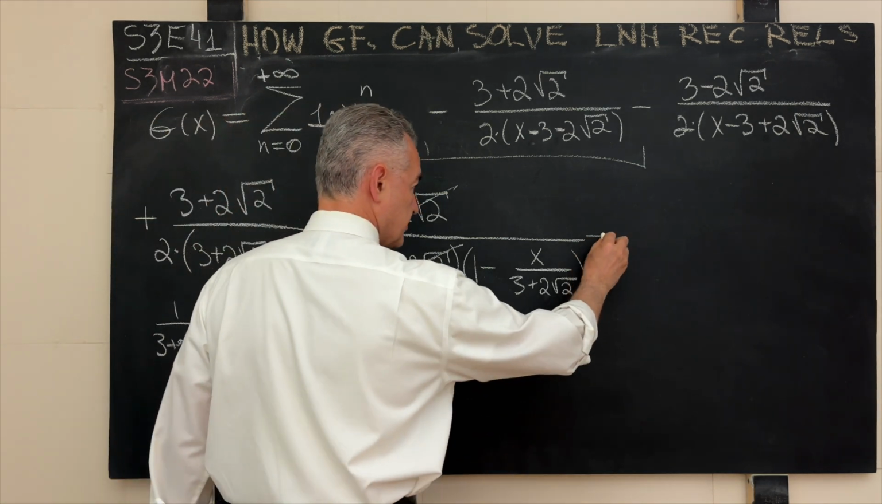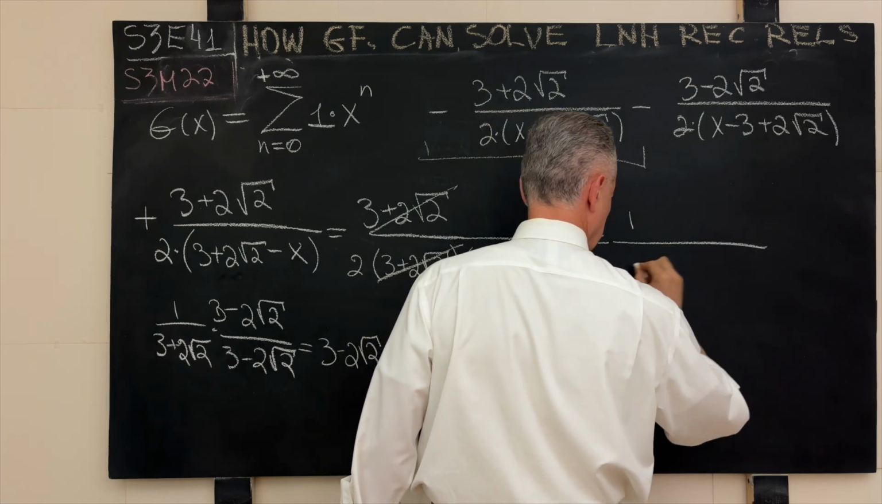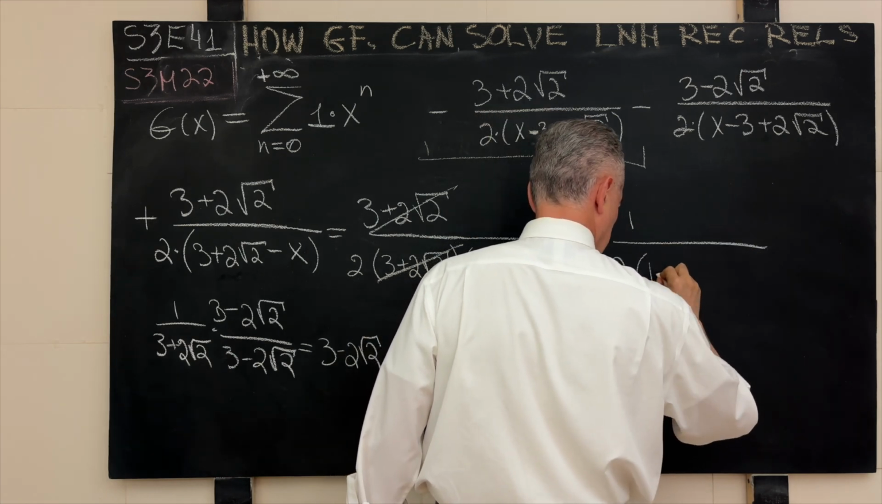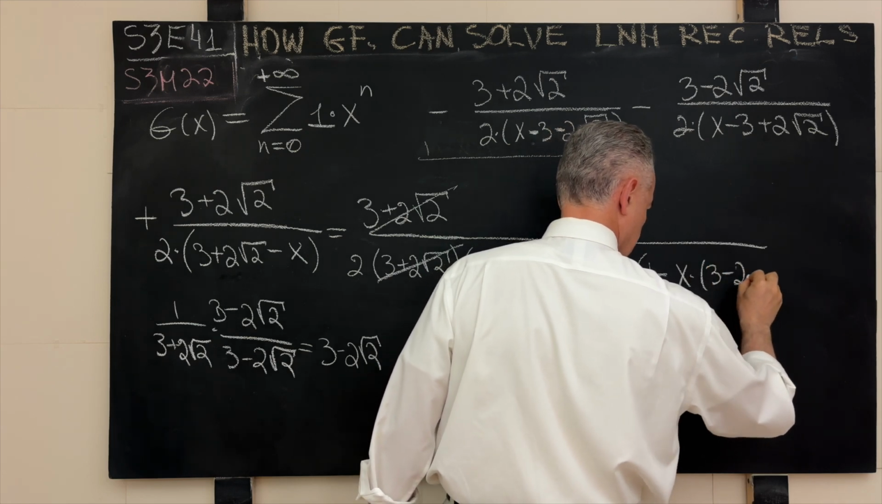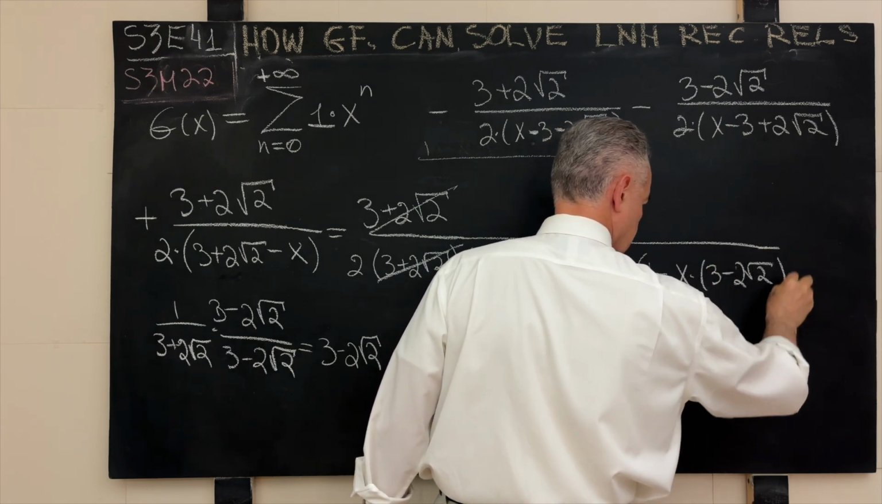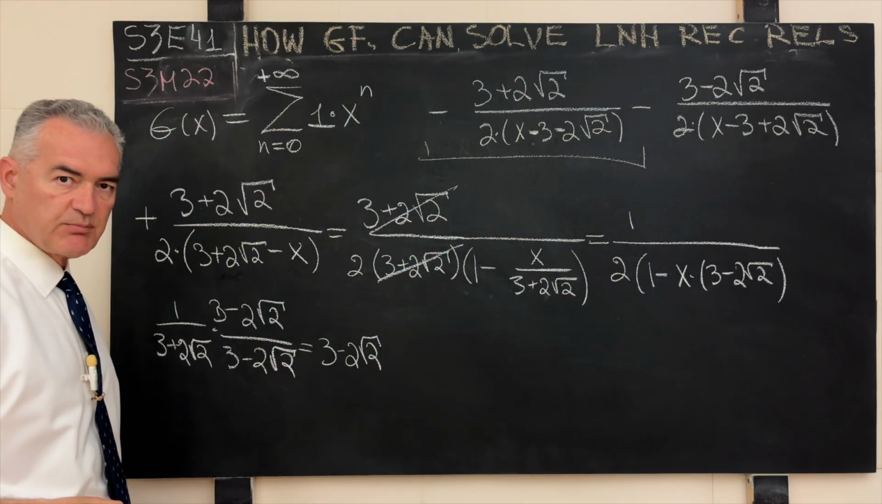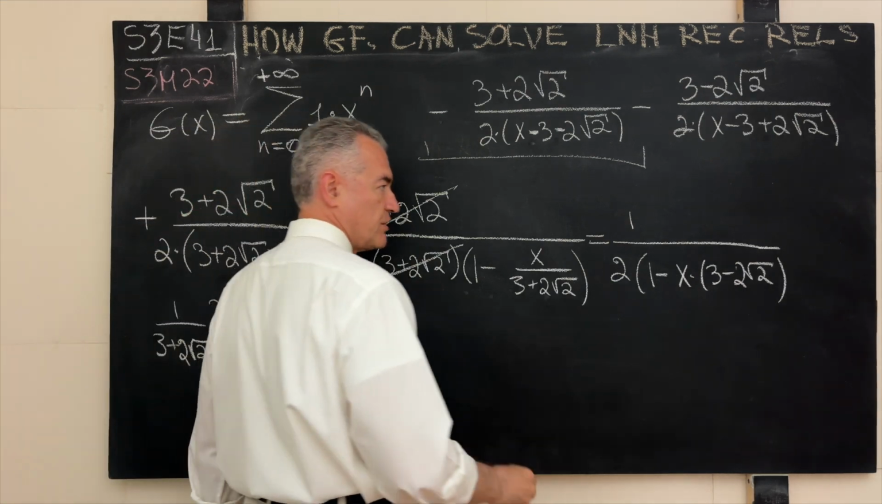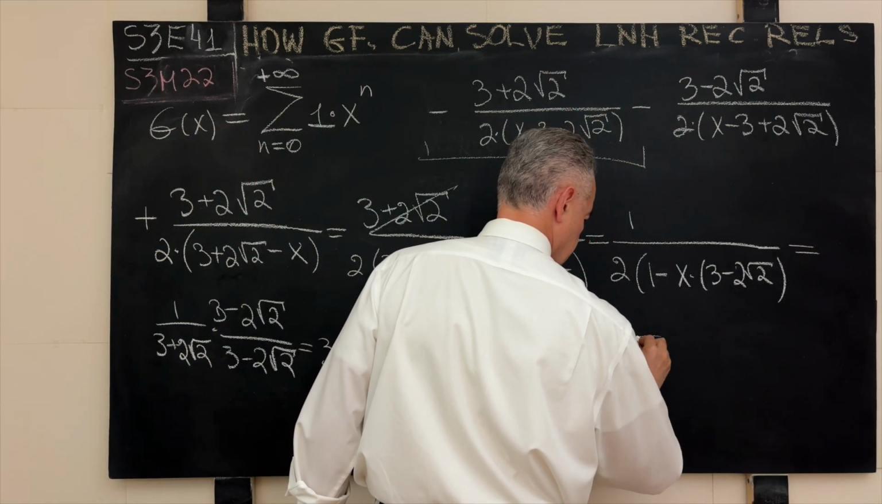So now we represent our function as follows: 1 divided by 2, 1 minus x times 3 minus 2 square roots of 2. Isn't that wonderful? Can we expand this function into its power series about the origin? Sure, yes we can. What is the result? The result is the following.